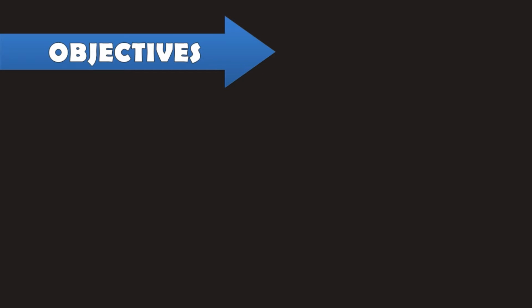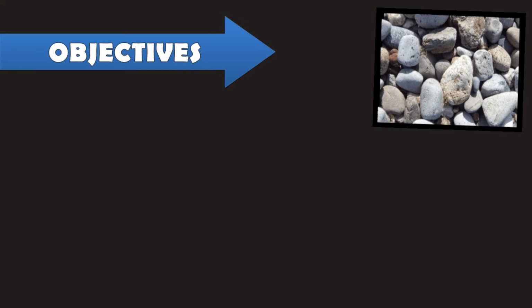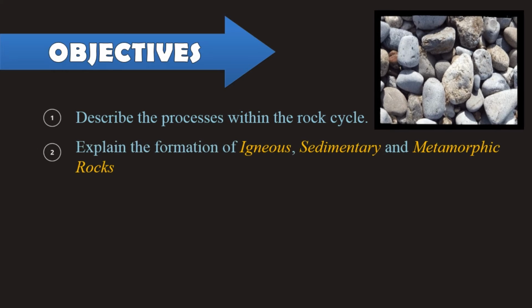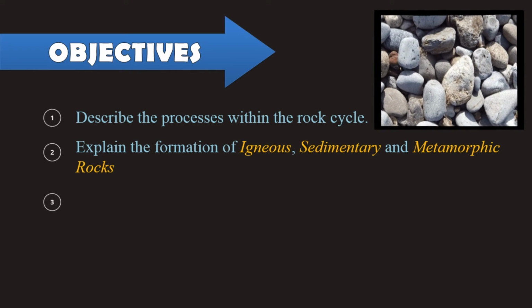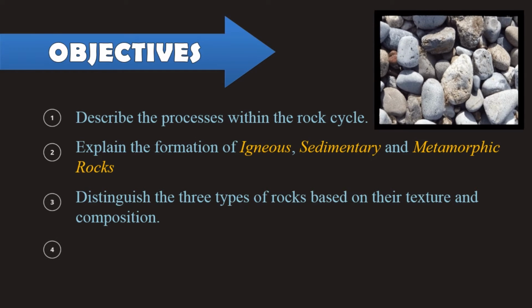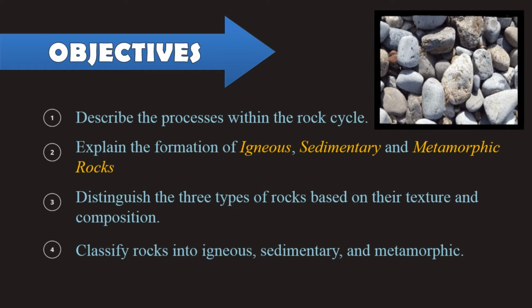After studying this module, you are expected to first describe the different processes happening within the rock cycle. Second, you should also be able to explain the formation of igneous, sedimentary, and metamorphic rocks. Third, you should also be able to distinguish the three types of rocks based on their texture and composition. And lastly, you are also expected to be able to classify rocks into igneous, sedimentary, and metamorphic.